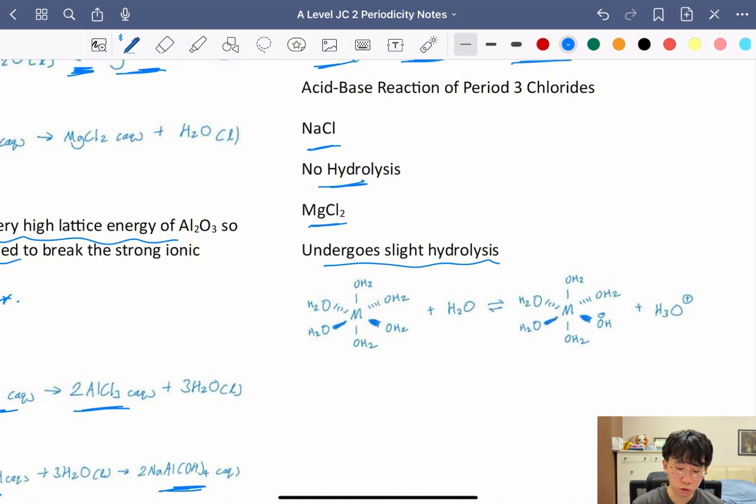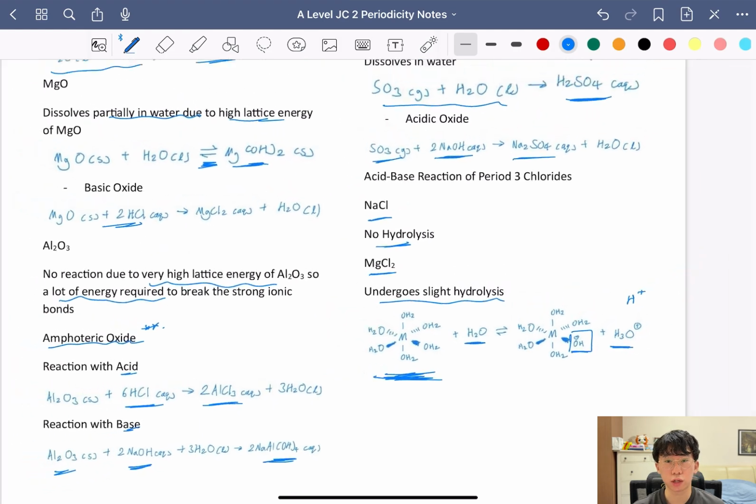But your metal over here, let's say Mg, will be surrounded by water molecules. In actually 6 water molecules, very specific, 6 water molecules will surround your metal atom or your metal ion. And what's going to happen with hydrolysis is that the water is going to take out an H from one of the waters over here. So this will actually give H+, giving that slight acidity to the MgCl2 when MgCl2 dissolves in water.